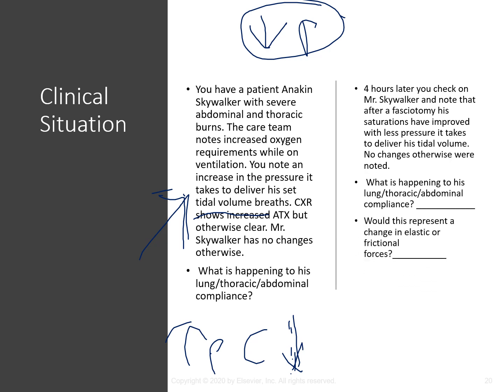So his compliance improved. Would this represent a change in elastic or frictional forces? Well, we just talked about elasticity. When you have resistance to expansion, that's high elasticity. When it's easy to expand, you have low elasticity. When it's hard to expand, you have high elasticity. So this is a change in the elastic forces to breathe.